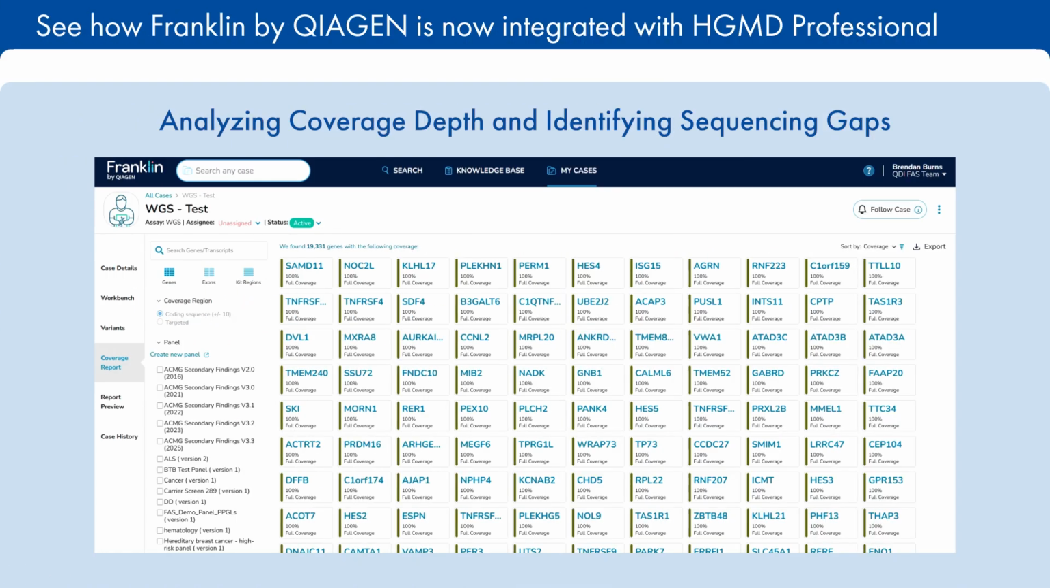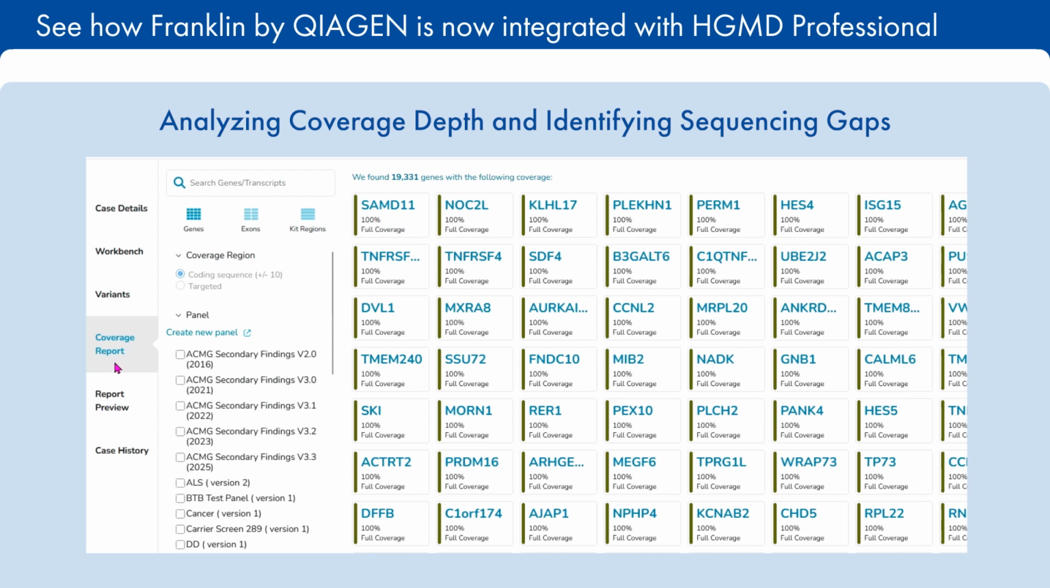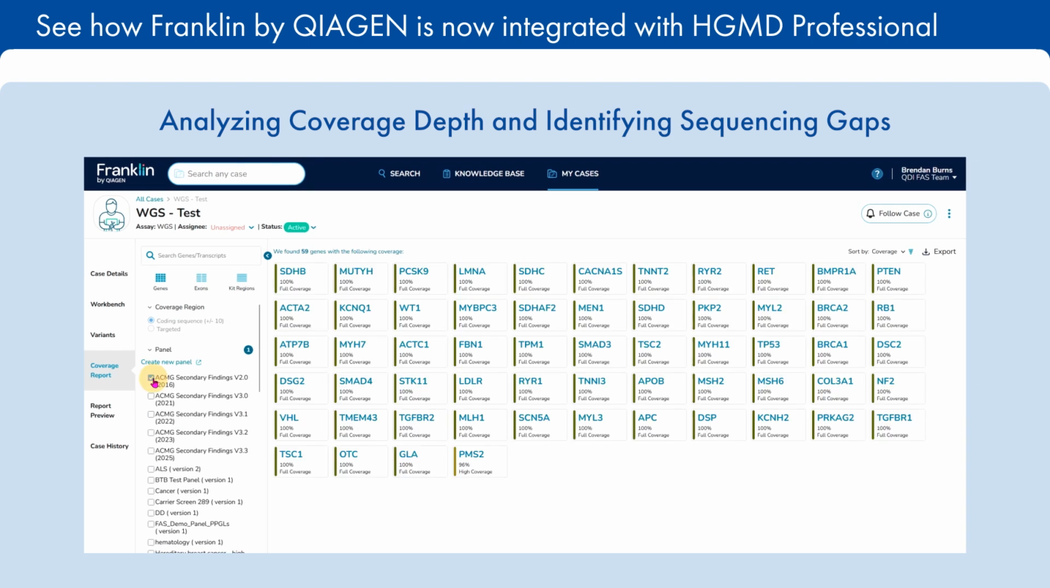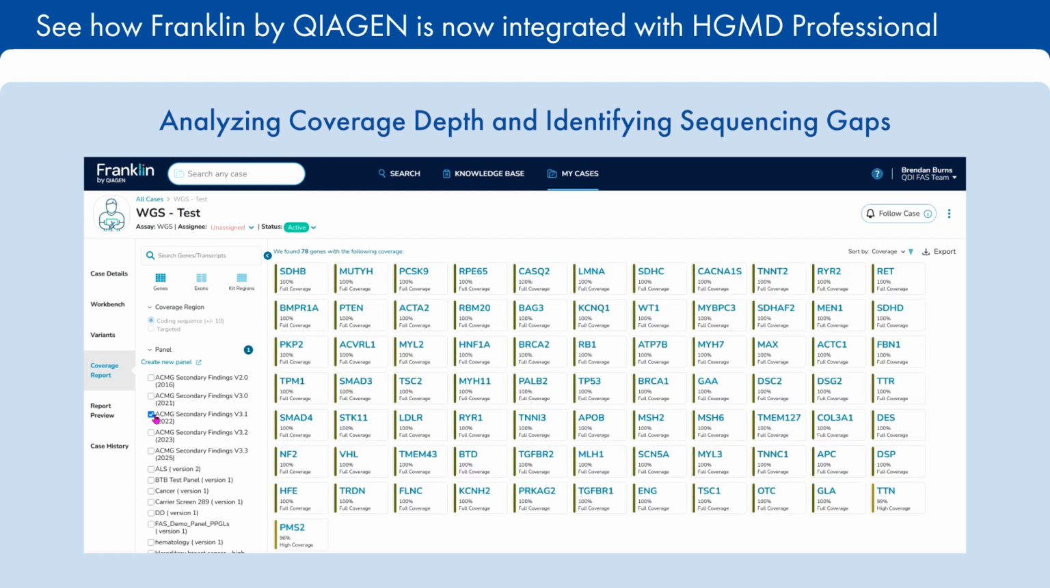Following sequence upload, Franklin generates a detailed coverage report across all relevant genes. This can be seen on the left-hand side by selecting Coverage Report. When using a panel like Whole Genome, you can instantly assess coverage depth and identify poorly sequenced regions to determine whether follow-up testing is needed. You can switch between panels at any time in order to determine what your coverage is for each of the panels.